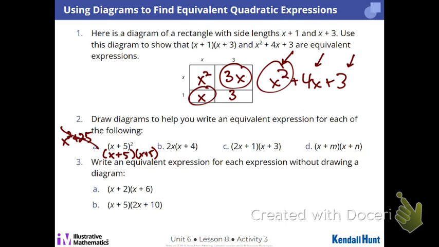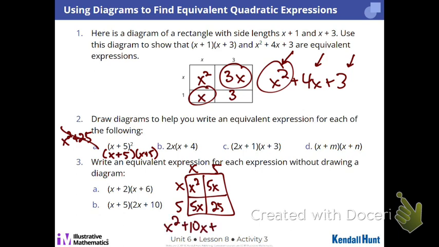So I want boxes and answers for A, B, C, and D with your group. So for A, I need a 2 by 2, an x plus 5, and an x plus 5. Then I'm just going to find the area of each individual box. So the top left, x times x, x squared. Top right, 5 times x, 5x. Bottom left, x times 5, 5x. Bottom right, 5 times 5. And with all those areas combined, that's the whole thing. So I have x squared plus 10x plus 25.